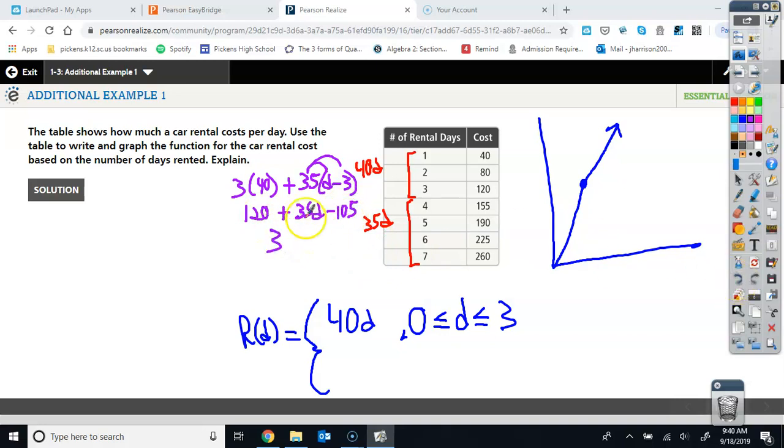So if you do $35 times the number of days plus 15, that will give you how much you pay right here. So if you did 35 times 5, that's going to be 175. And then you add 15 to that, you get 190. So this would be the equation that I would use if the number of days is greater than 3. If I went to 4, to 5, to 6, to 7.